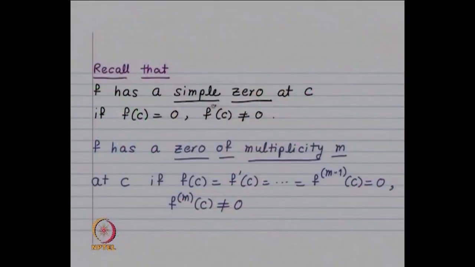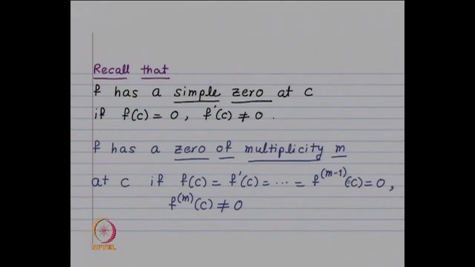be the 0 polynomial. Let me recall that a simple 0 means f of c is equal to 0, f dash c not equal to 0. A 0 of multiplicity m means the function value and its derivatives up to m minus 1 are 0, but f m c is not equal to 0. When m is equal to 2, we call it a double 0.